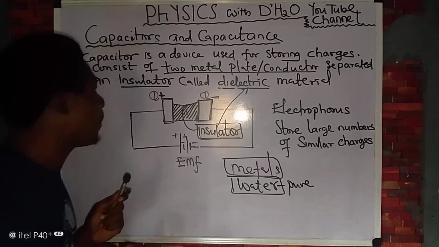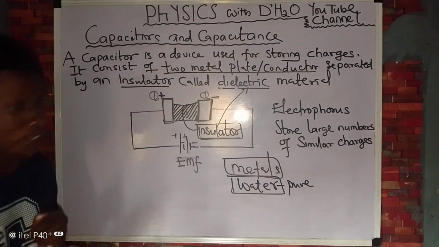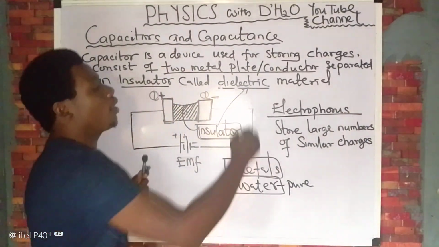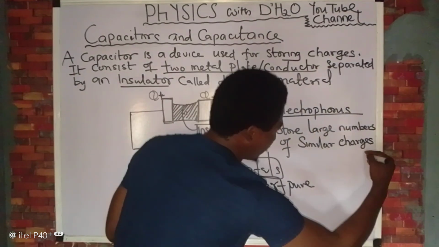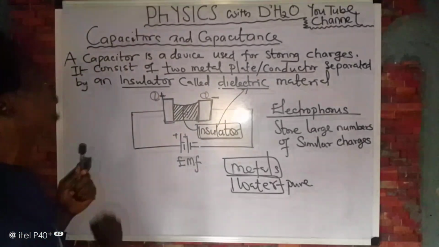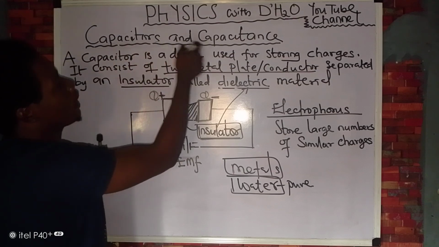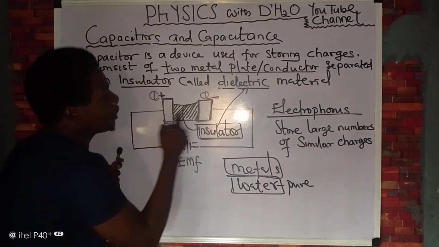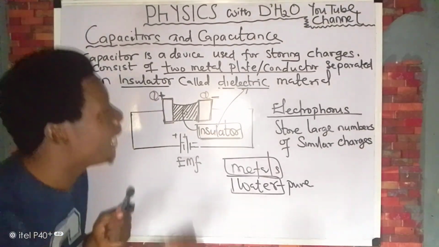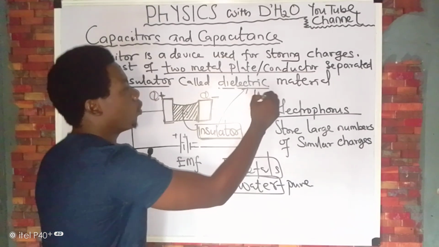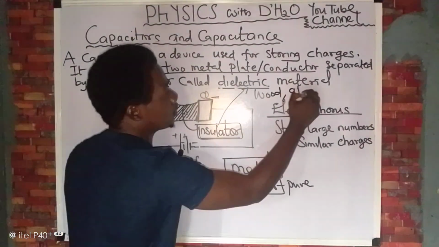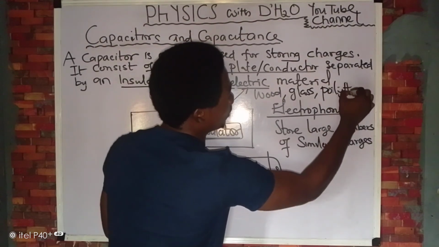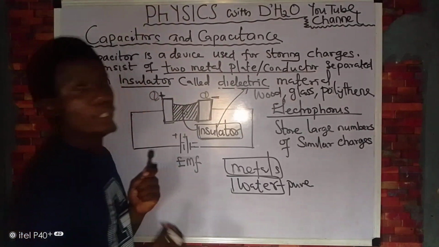Material. So a capacitor helps to store charges, but electrophorus is a bigger device that stores a large number of similar charges. But our topic today in this video lesson is capacitors and what? Capacitance. So take note, what is between the plates of a capacitor is a dielectric material like what? Wood, like what? Glass, like what? Polythene. It must be noted.